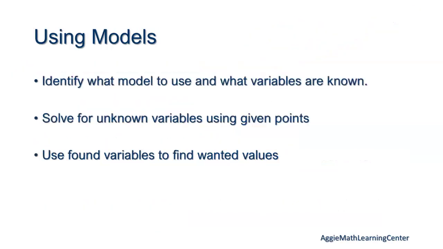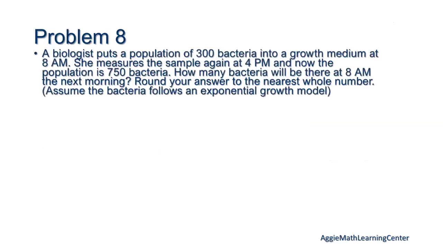All right, so if we're using a model, we got to know which model to use, solve for unknown variables, and use whatever we know to find what we want. Okay, let's show that. A biologist puts a population of 300 bacteria into a growth medium at 8 a.m. She measures the sample again at 4 p.m. and now the population is 750 bacteria. How many bacteria will there be at 8 a.m. the next morning? Round your answer to the nearest whole number.